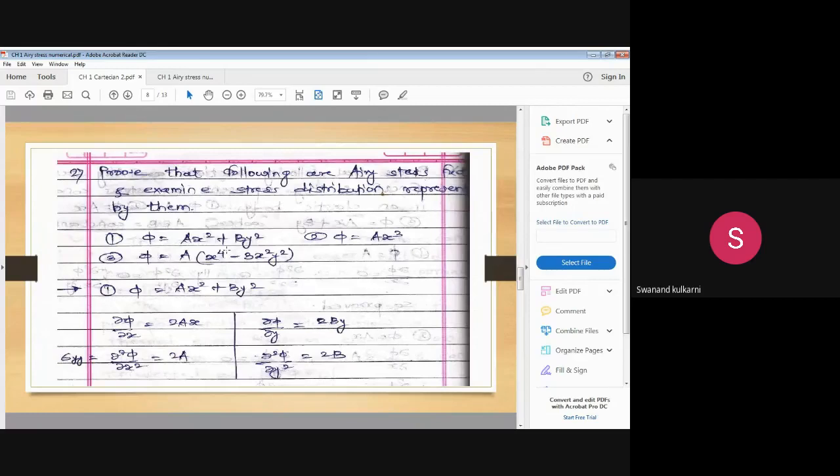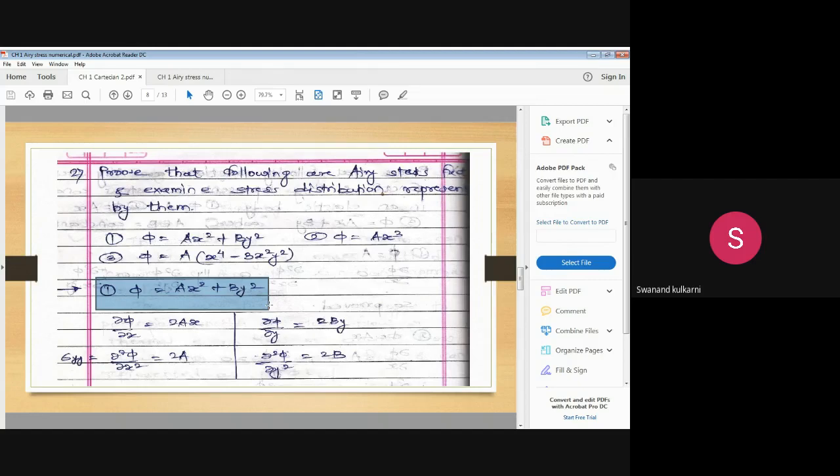This will also be covered in 5 minutes only. Let us take the first example now. What are the stresses sigma xx, sigma yy, and sigma xy for this equation number 1? So for this example number 1, phi is ax square plus by square. Let us take this first example. Phi is equal to ax square plus by square.